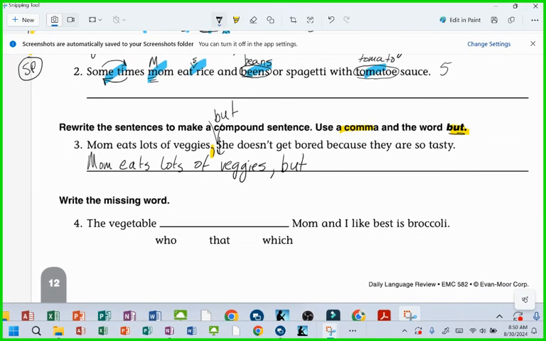All right, let's take a look at the next one. Write the missing word. You ready? The vegetable who mom and I like best is broccoli. That doesn't sound right. No. The vegetable that mom and I like best is broccoli. Yeah. Or the vegetable which mom and I like best is broccoli. Which one's the best? That. If you put that, you are 100% correct.